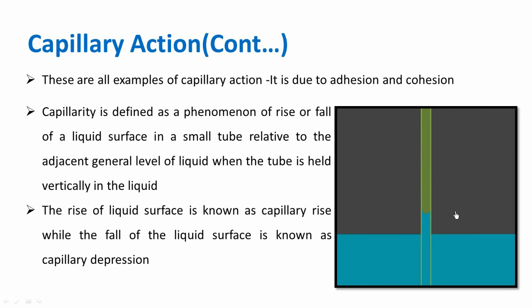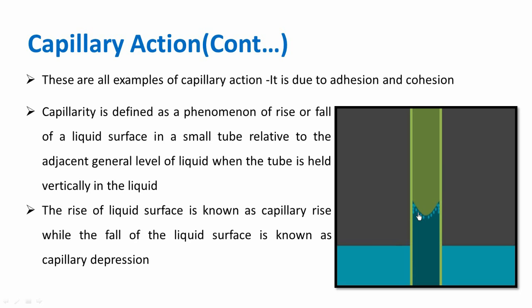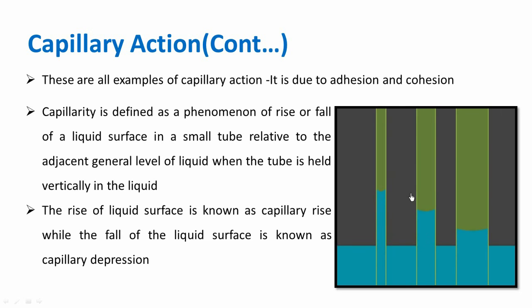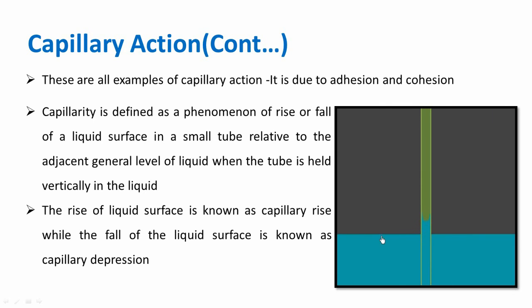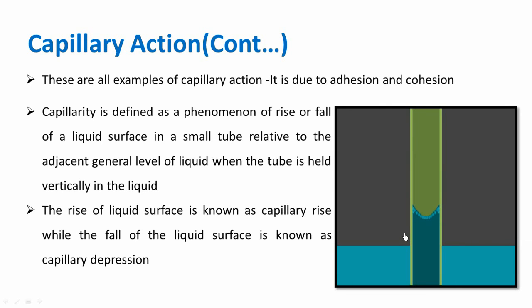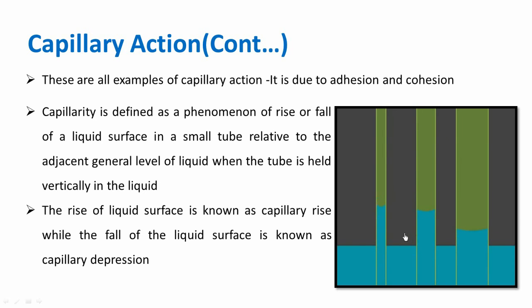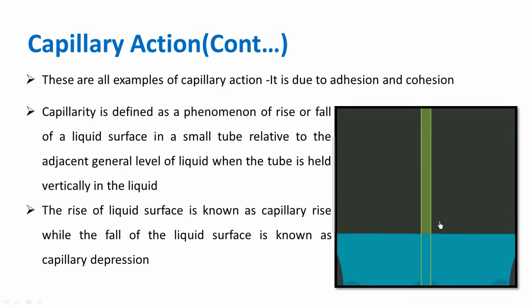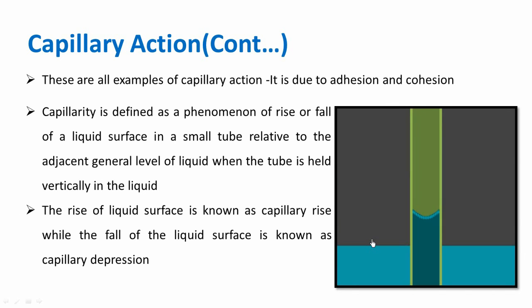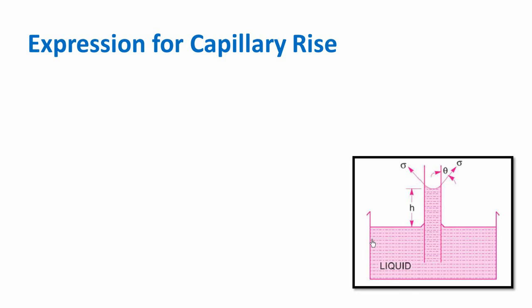Here we can see molecule to molecule attraction is cohesion, and molecule to wall attraction is adhesion. Because of that, the level of the liquid is rising in the upward direction. So this is because of both cohesive and adhesive forces. This is the phenomenon occurring in the liquid. Liquid rises and falls in a small glass tube or whatever it may be. If the diameters are different, for the smaller diameter the rise is higher, for larger diameters it is smaller. Then we will find the expression for the capillary rise.